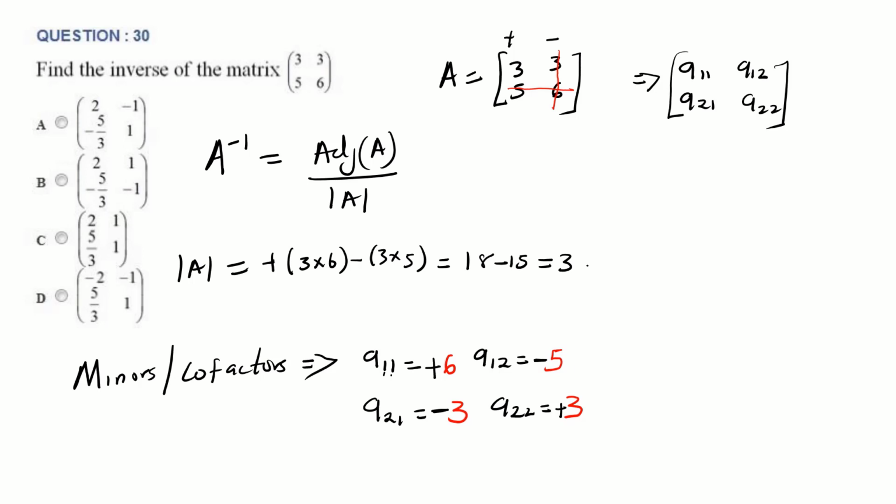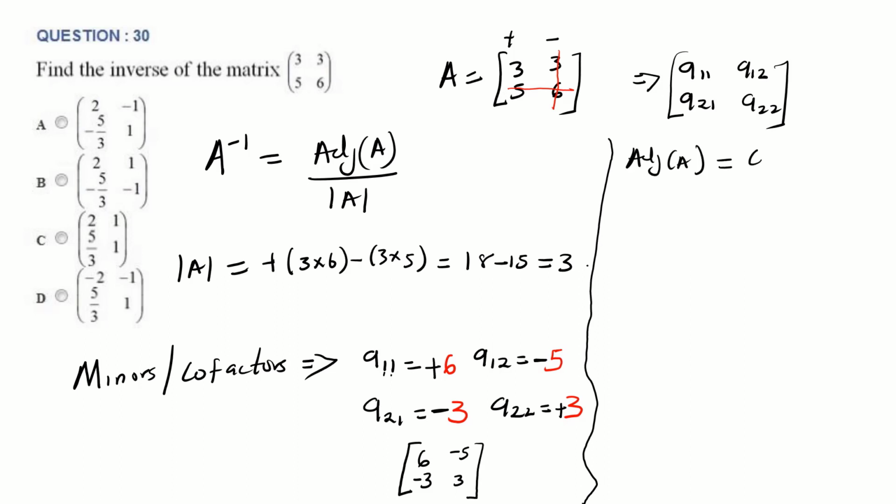So let's write out the matrix of the cofactors. It's going to be 6, minus 3, minus 5, and 3. So we have gotten the minors and the cofactors. The next thing is to get the adjoint. The adjoint of a matrix A is defined as the transpose of the cofactor matrix of A. So we transpose the matrix of the cofactors of A. The adjoint of A in this case is going to be the transpose of this matrix, and that is 6, minus 5, minus 3, 3. It means we change the rows to columns and the columns to rows.